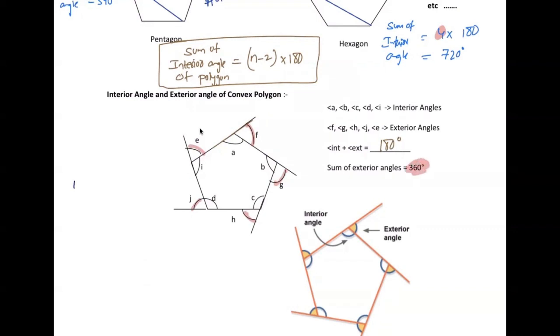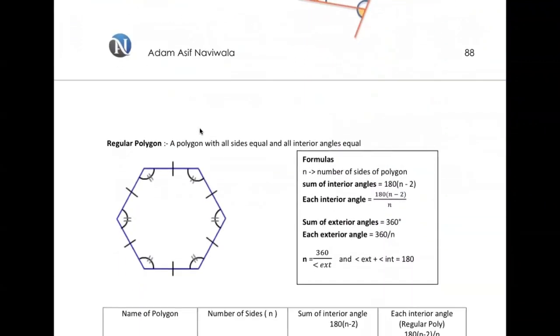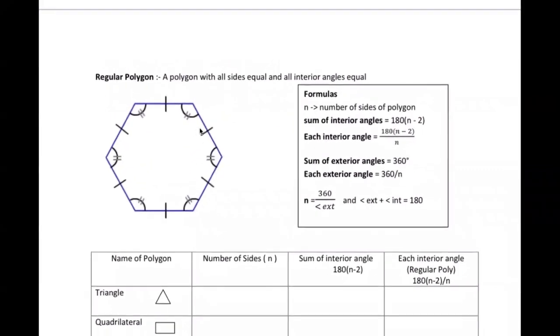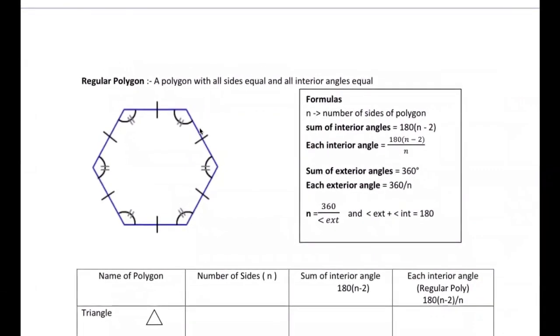So what are we taking from here? The sum of all the interior angles of a polygon is given by n minus 2 times 180. And the sum of all the exterior angles of a polygon is always going to be equal to 360 degrees. And interior plus exterior angle will always add up to 180 degrees. I can send this and you can look at this file.